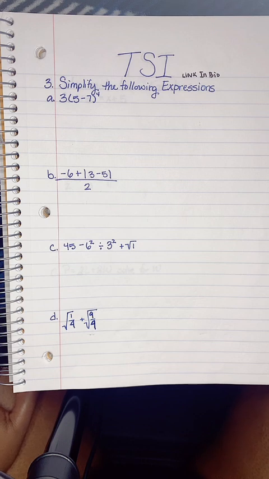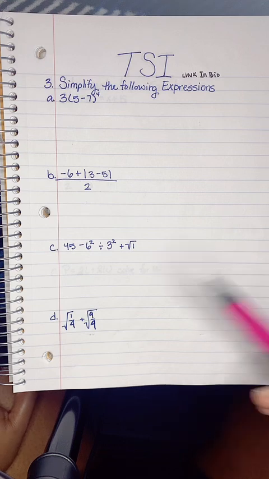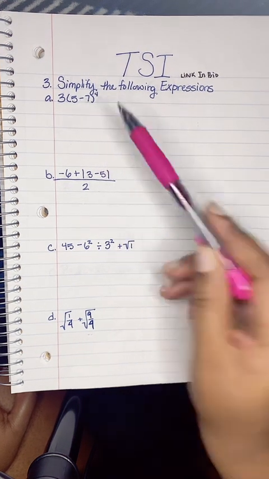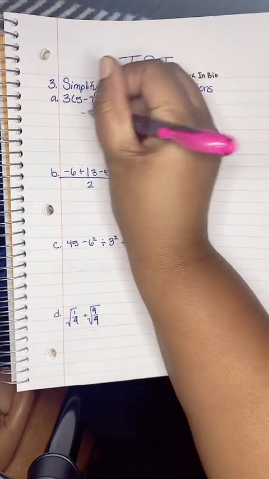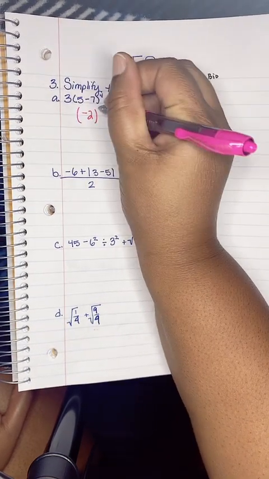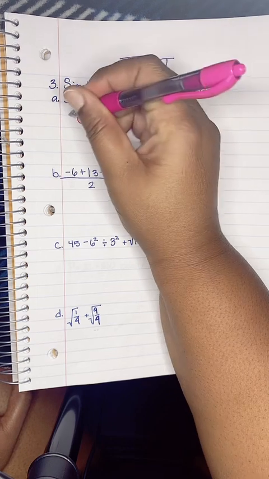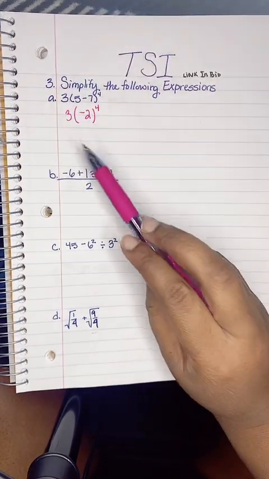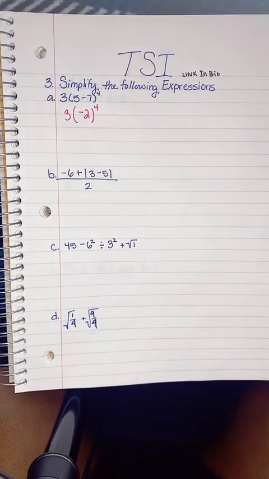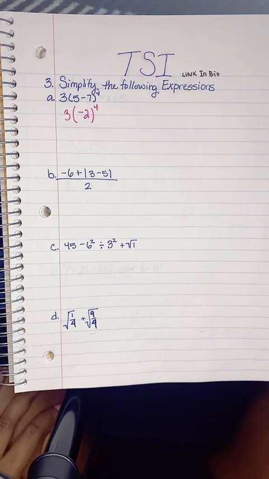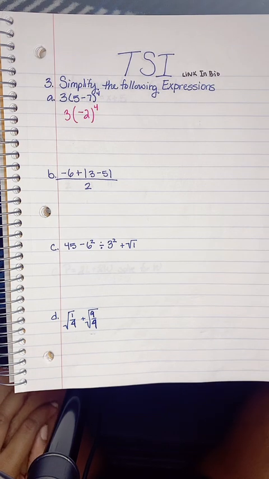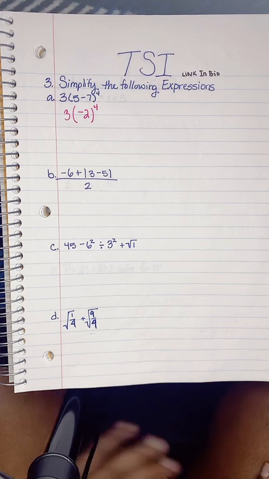So A says 3 times (5 minus 7) to the fourth power. Remember, in order of operations, you have to do what's inside the parentheses first. So 5 minus 7 would give us -2. Then we have to the fourth power. Does anybody know what -2 to the fourth power is? I see somebody put 48 as the answer for the first one.